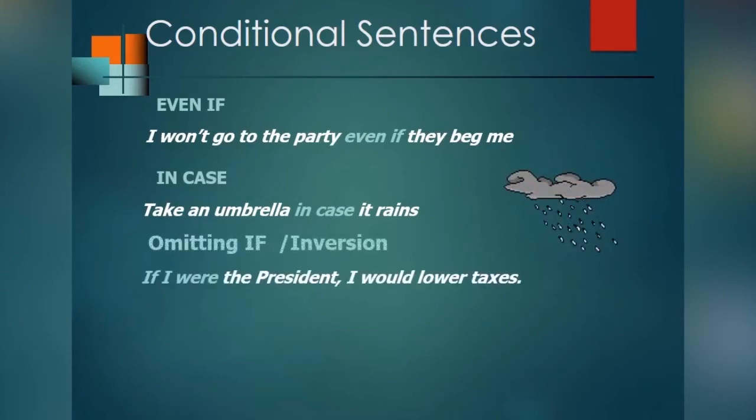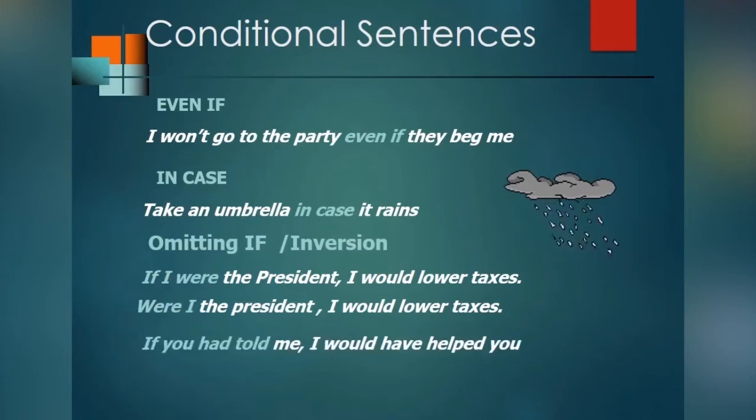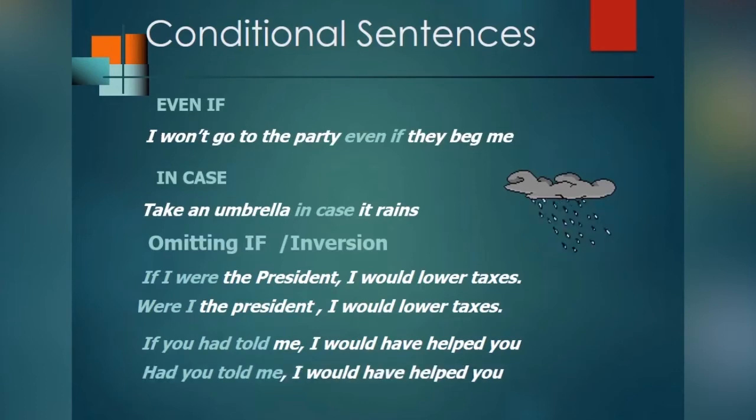And the last thing we've got to see about the alternatives to if is omitting if. That happens mainly in second and third conditionals. And what happens when you omit the if is that you invert the subject and the verb. As you can see in this example, if I were the president, I would lower taxes. Were I the president, I would lower taxes. If you had told me, had you told me. It's important to keep in mind that the Spanish for this would be: de ser el presidente bajaría los impuestos, de habérmelo dicho, te habría ayudado.